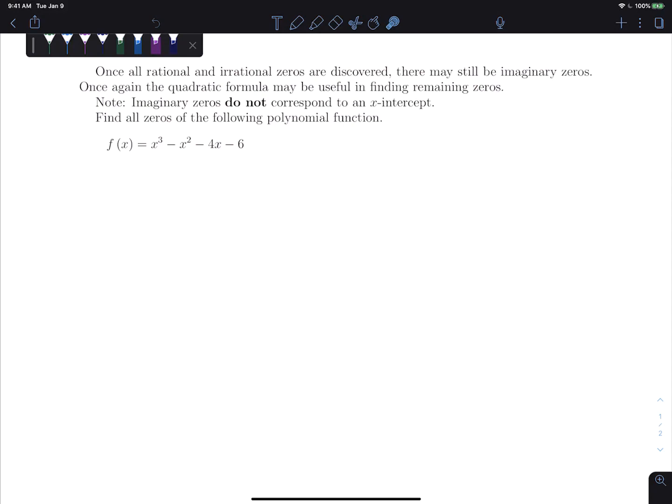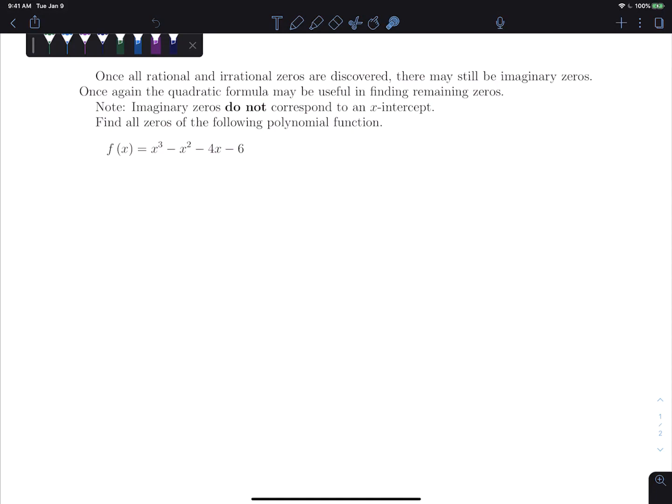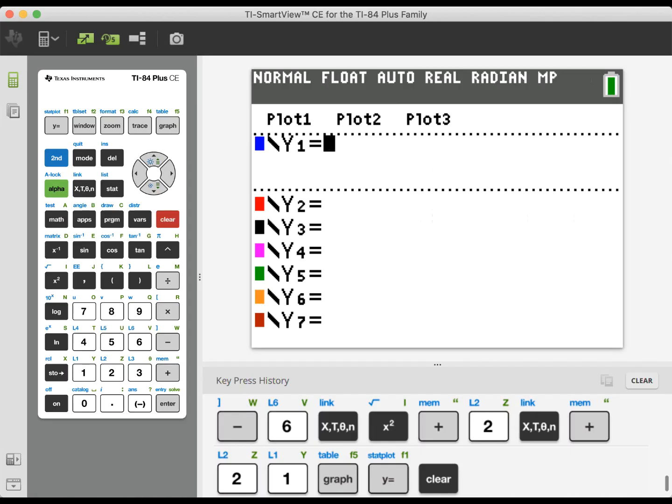So the instructions here are to find all zeros of the following polynomial function. We have f of x equals x cubed minus x squared minus 4x minus 6. Okay, so to do this, we could go ahead and try to factor, but that's not going to help. So let's go to the calculator and find some zeros there. I'll see you there. Okay, so let's go ahead and type this in.